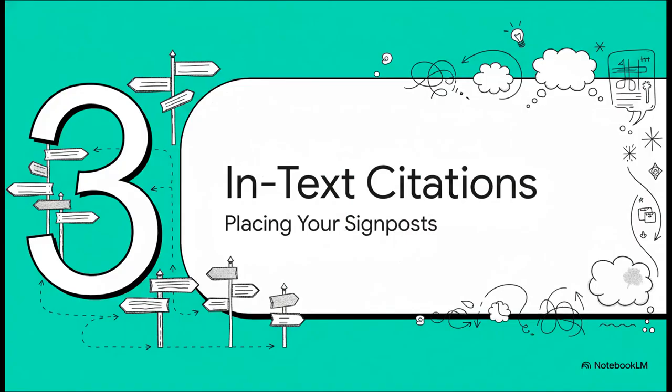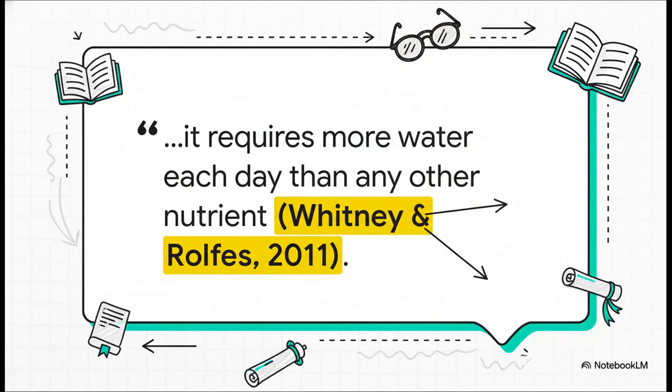Okay, let's get into the nitty-gritty of part one, actually placing those signposts. There are a few different ways to do this, and believe it or not, each one can subtly change the emphasis of your sentence. So the most common way is what's called information prominent. This is where the fact itself is the star of the show. You make your point, and then you just pop the author and the year in parentheses at the end. See? Super clean, super direct.